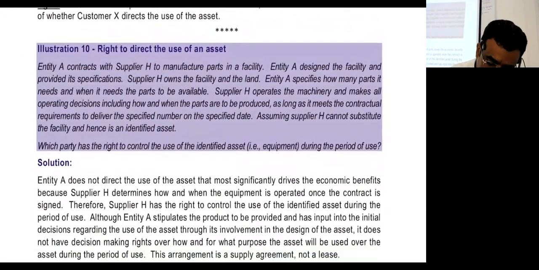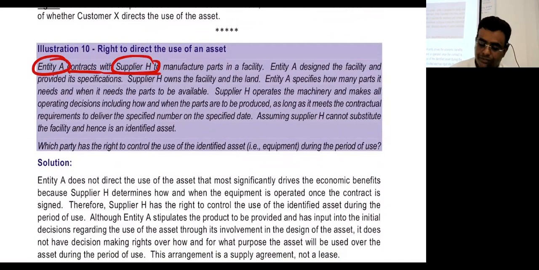Entity A has a contract with supplier X. Supplier, customer A, correct? Manufacture parts in a facility. What does a contract mean? Lease is a contract, part of that.